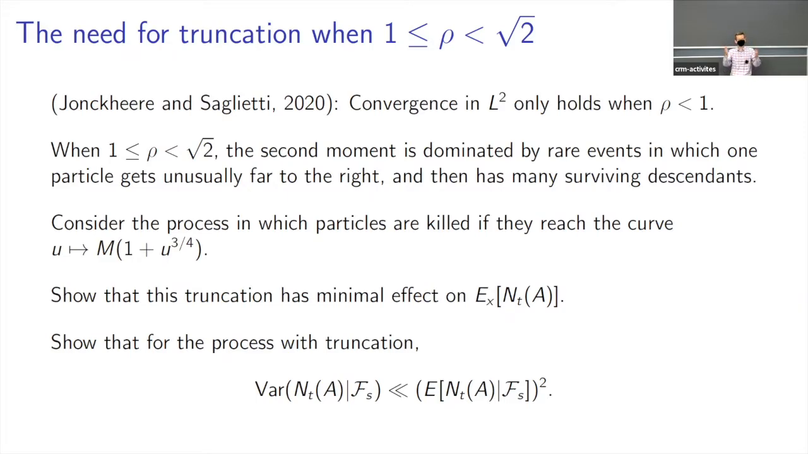And then one can make a first moment calculation to show that this truncation does not have very much effect on the expected number of particles in a particular set A in the long run. And consequently, Markov's inequality tells us that we can basically ignore the particles that are lost due to truncation. And then for this truncated process, the conditional variance of the number of particles is very small relative to the conditional mean, and the argument proceeds as it did before.